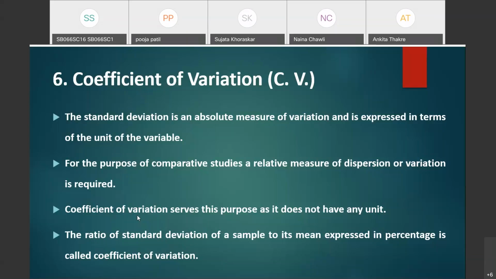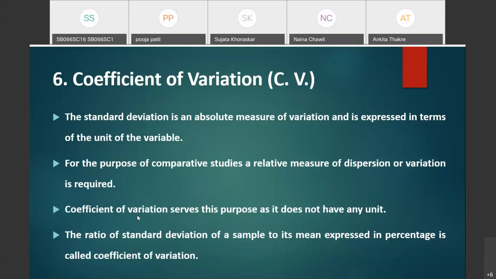But for the purpose of comparative studies, a relative measure of dispersion or variation is required, that means a measure which does not have any unit. The standard deviation has the unit of the variable, but the coefficient of variation is not expressed in any unit. It is never expressed in any unit.